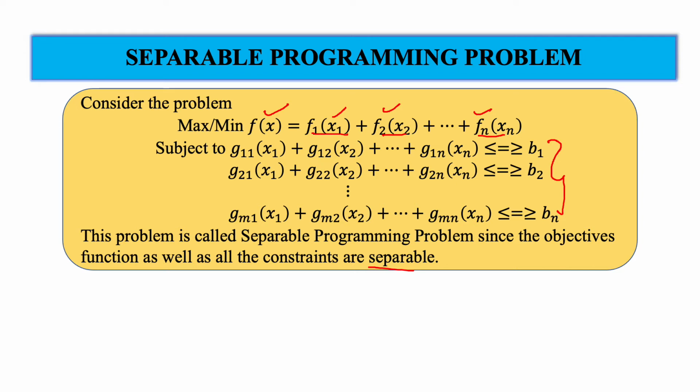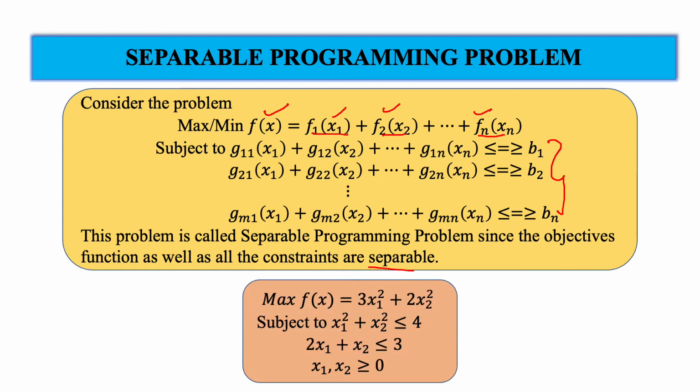Okay, let's see this with an example. We have the function 3x1 square plus 2x2 square, subject to x1 square plus x2 square less than or equal to 4, 2x1 plus x2 less than or equal to 3, and x1, x2 non-negative. Here you can easily see that the objective function is separable. So it can be written as f(x) equals f1(x1) plus f2(x2).